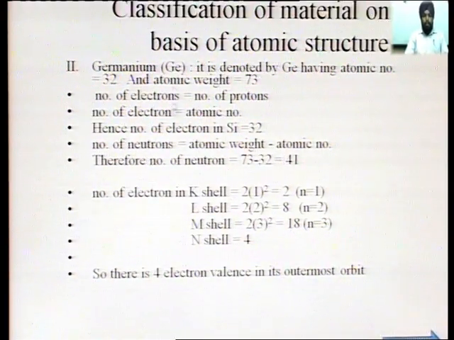Germanium. Germanium is denoted by Ge and has atomic number 32, atomic weight 73. The number of electrons in the first shell will be 2, in the second shell, the L shell, will be 8, in the M shell 18, and in the last shell, since 2 plus 8 is 10, 10 plus 18 is 28, the remainder is 4. In the same way, the number of valence electrons in the last orbit of a germanium semiconductor atom is 4.